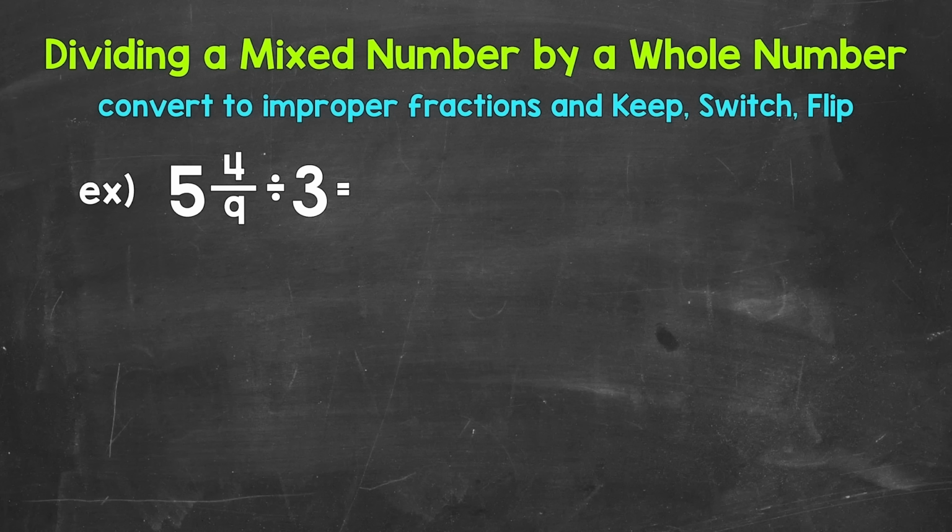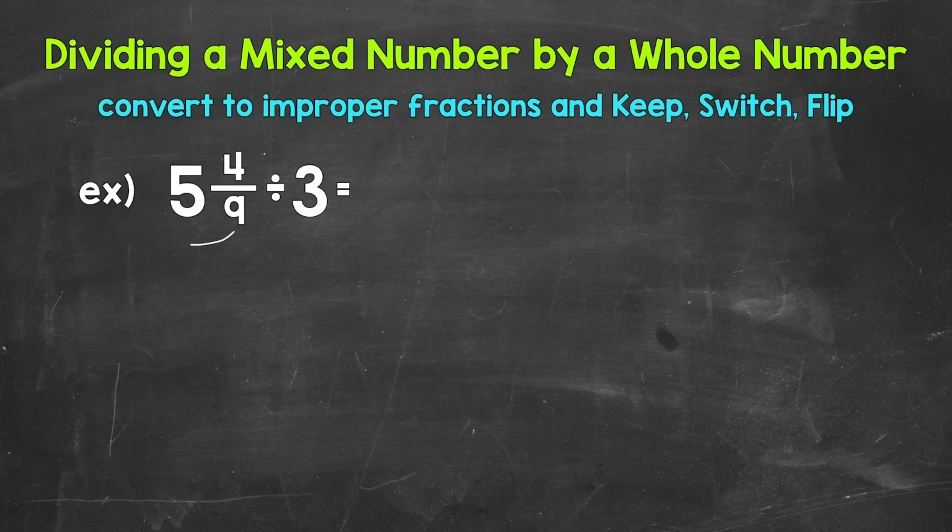Now let's take a look at dividing a mixed number by a whole number. Let's jump into our example where we have 5 4/9 divided by 3. Now the first thing that we need to do is rewrite everything in fractional form. So we're going to convert everything to improper fractions. That way we just have numerators and denominators.